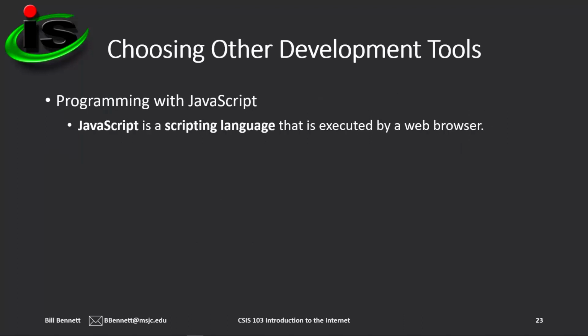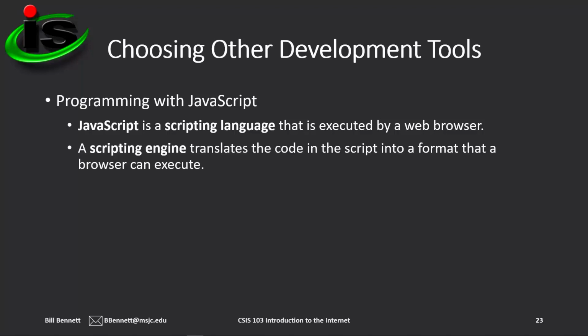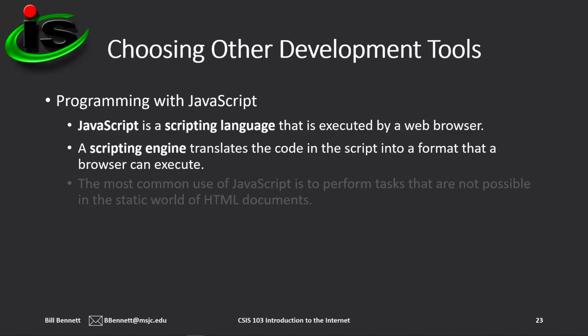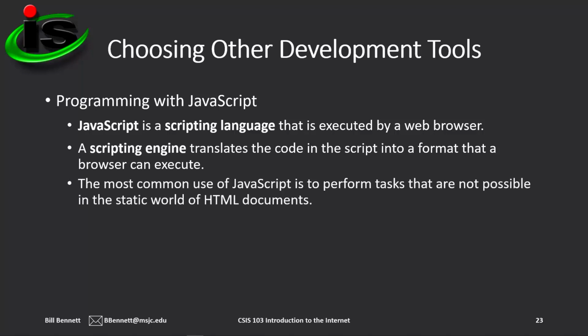JavaScript is a scripting language that is executed by a web browser. You'll learn more in depth about JavaScript in the Web Development Level 2 class. To process a script in the web browser, it uses a scripting engine. The scripting engine translates the code that's in the script into a format that the browser can execute. The most common use of JavaScript is to perform tasks that are not possible in the static world of HTML.